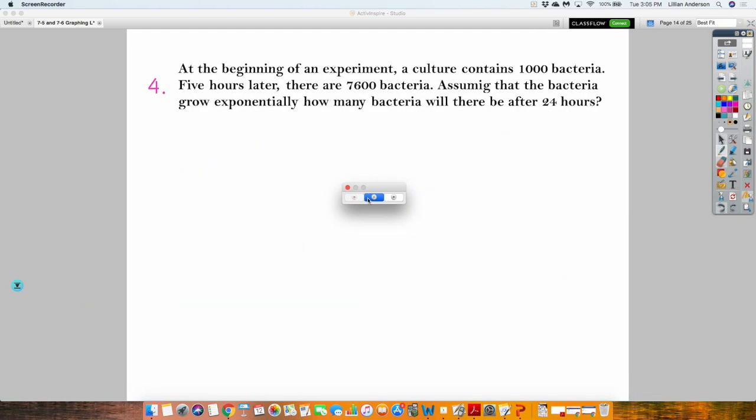This particular problem, it says at the beginning of an experiment, a culture contains 1,000 bacteria. After 5 hours, there is a certain number of bacteria. Assuming that the bacteria grows exponentially, how many bacteria will there be after 24 hours? How many bacteria will there be after 24 hours? Okay?